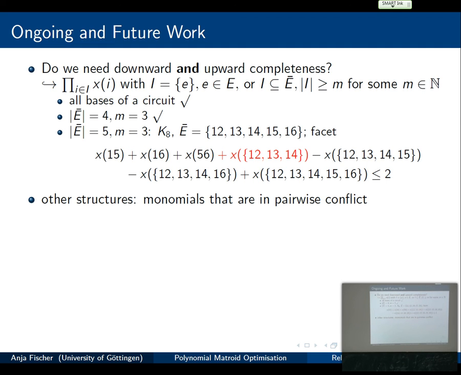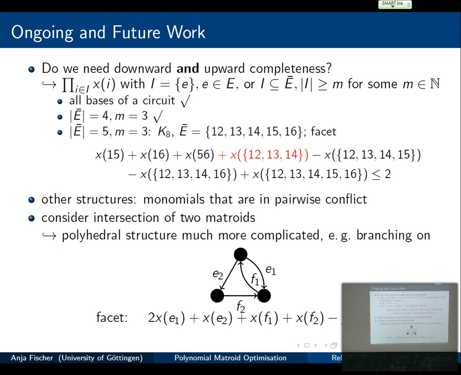And then it would be nice to get this for the intersection of two matroids. But this might be rather complicated, and here I show you an example why. So look at this small branching problem with 4 edges. Then this inequality defines a facet. And that's not nice. There are 2 reasons for this.